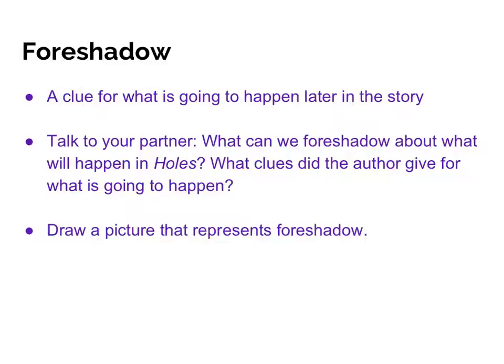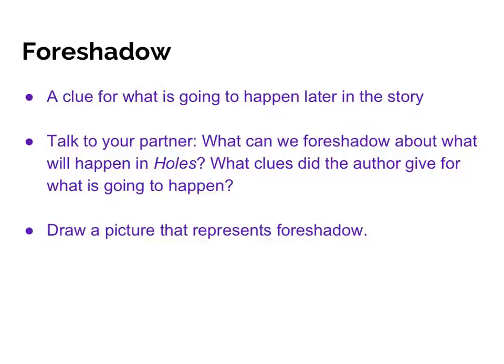So what I'm thinking is there's probably going to be something that happens with the sneakers, the shoes that Stanley works with. He mentions them at the beginning of the book, and it seems a little random to me. Why would the author mention these shoes? The author said something about how they got him in trouble, but we don't know yet. So the mentioning of the shoes is a clue for the reader that later on something is probably going to happen with them.